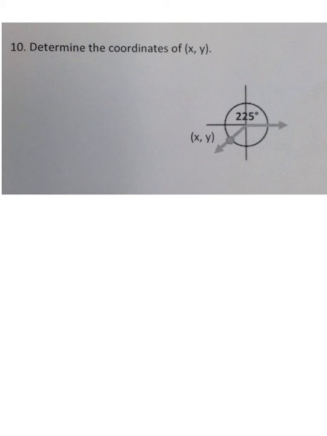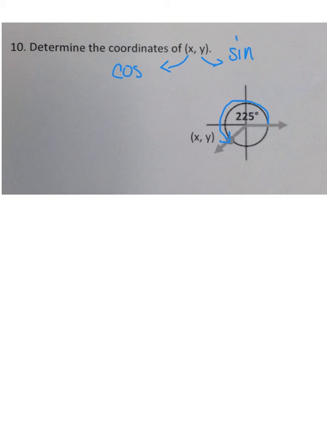Okay, so let's just remember that x we associate with the cosine value, right? And y we associate with sine. Now, they did give us an angle of 225 degrees, so that's this whole angle right here.